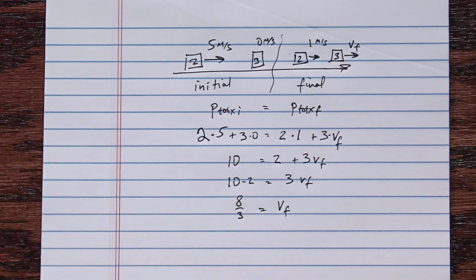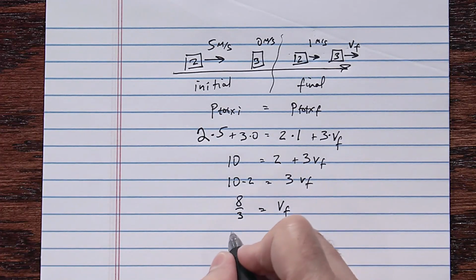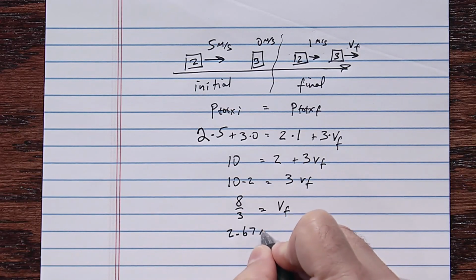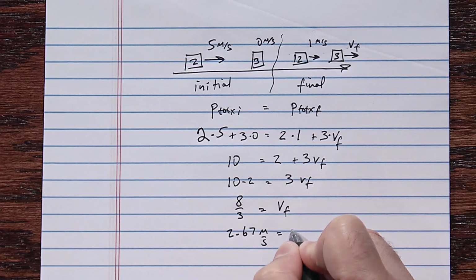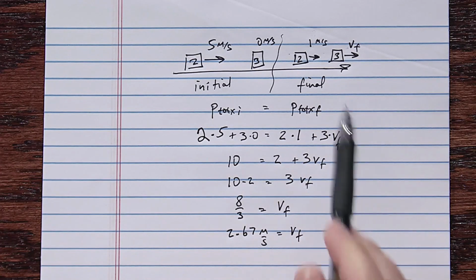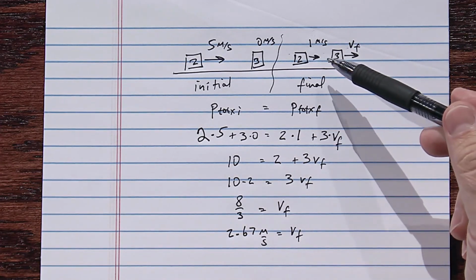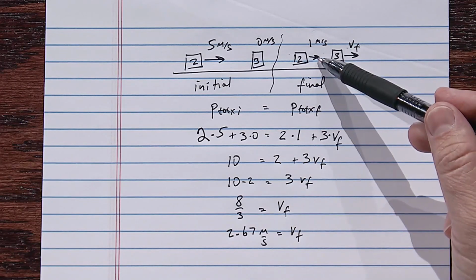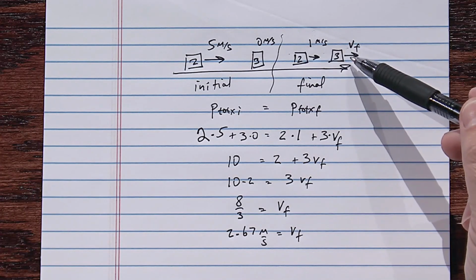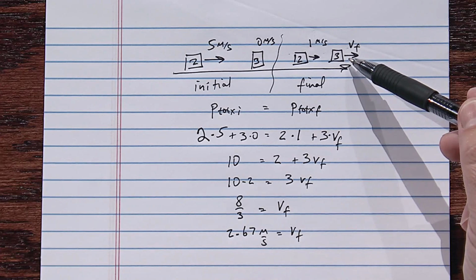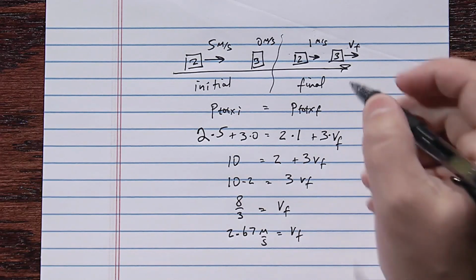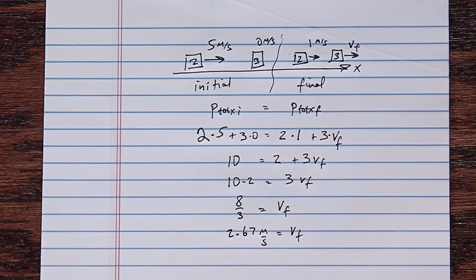And 8 over 3 is 2.67. 2.67 meters per second is equal to V final. So if they don't stick together, and this one is moving with 1 meter per second finally, then the 3 kilogram mass must be moving with a velocity of 2.67 meters per second in the positive x direction.